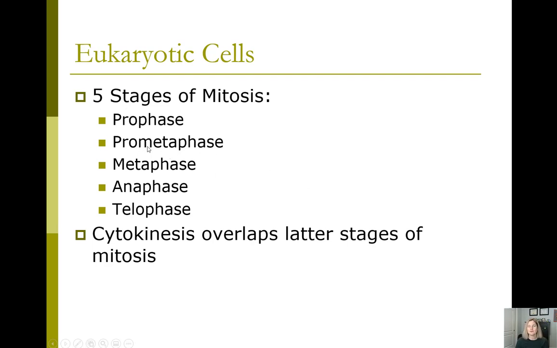Normally, I guess I shouldn't say normally because your book is normal. In the stages that I learned it and the Amoeba Sisters learned it, prophase and prometaphase are 1 stage. So if you learned it previously with 4 stages, just realize that your book has divided prophase into 2 stages. So you have prophase and prometaphase. Okay, it's fine. We'll work on it. And then we have metaphase, anaphase, and telophase. So we're going to learn about each one of these stages.